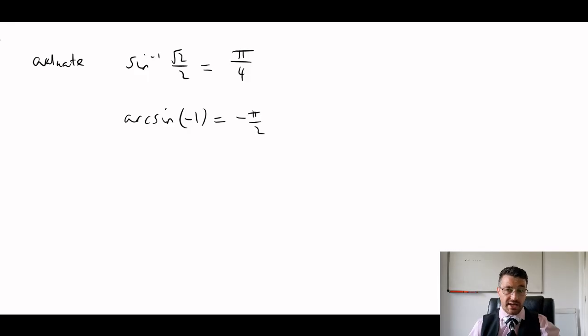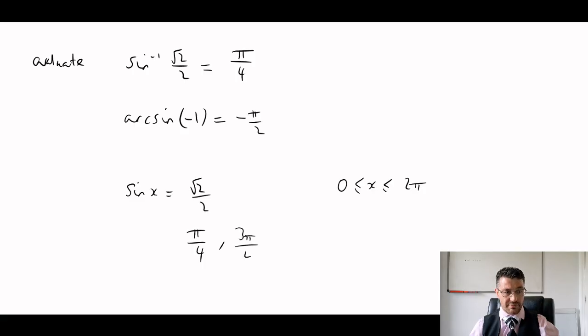On the other hand, if I asked you to solve the equation sine x equals root 2 over 2, and I gave this in the range, let's say 0 less than or equal to x less than or equal to 2 pi, there would be two solutions to this, pi by 4 and 3 pi by 4.